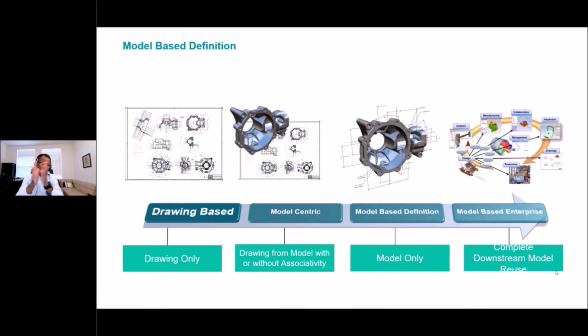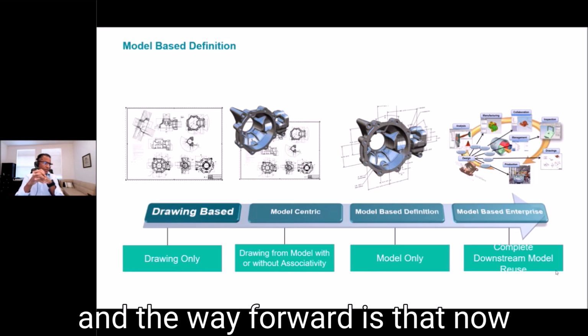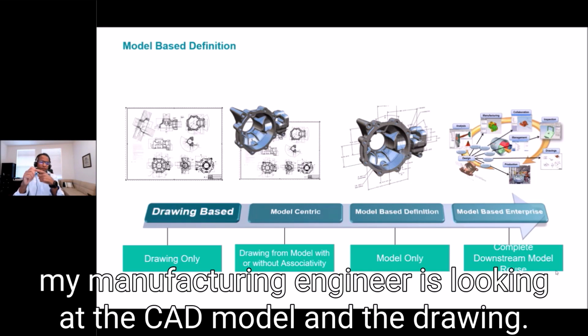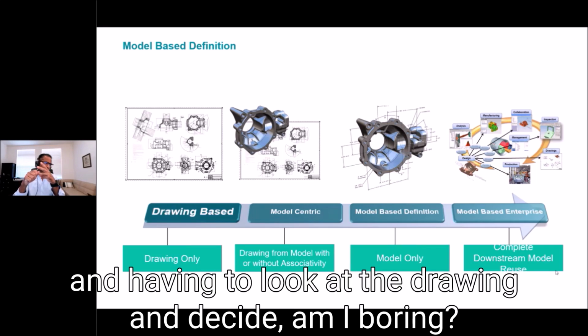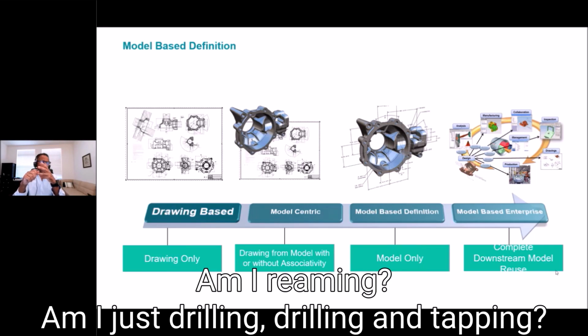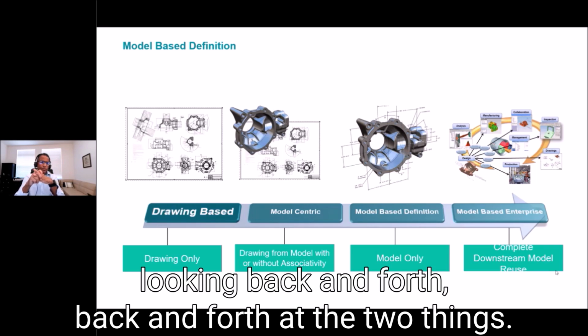The inefficient thing as compared to model-based definition and the way forward is that now my manufacturing engineer is looking at the CAD model and the drawing. My programmer is now looking at the model, creating toolpaths to the model, and having to look at the drawing and decide, am I boring, am I reaming, am I just drilling and tapping? And he's deciding a process, looking back and forth at the two things.